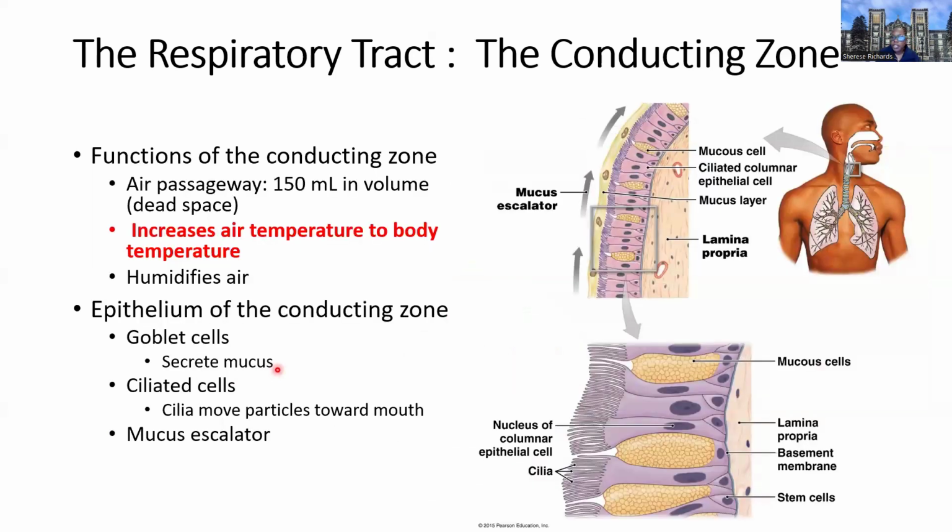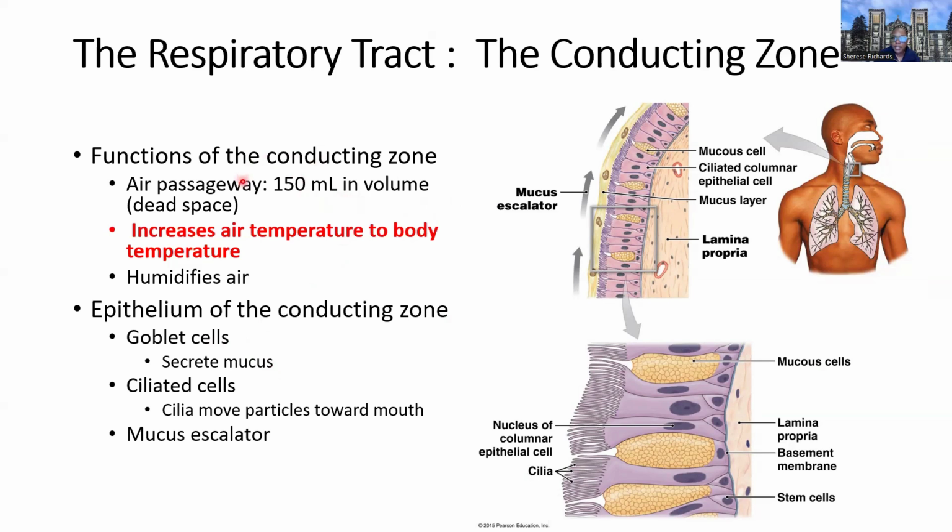Let's look at the overall function of these two zones and some of the different features and components, starting with the conducting zone. So this is, again, just a conduit. We refer to this area as dead space. Air is just sitting in this part of the airway, the conducting zone. There isn't any movement in terms of exchange, and it's about 150 milliliters in terms of the volume that's sitting in that dead space zone.